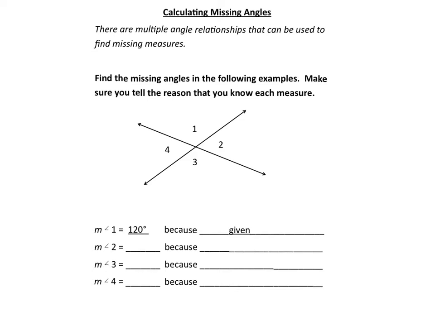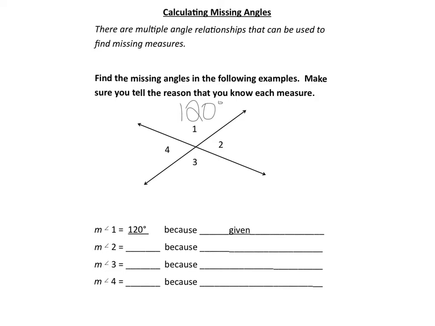Now we're going to start off with the first one. Here we have 4 angles, and we're asked to find the missing angles in the following examples, but we also have to state the reason why. We also have to say why it is that we know that measure. I'm going to fill in that angle 1 is 120 degrees. The reason we know this is because we are given it. So given is totally okay as a reason when you're first handed one.